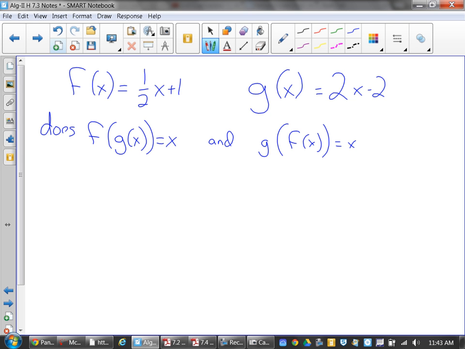We start by writing down the g of x equation, 2x minus 2. And I'm going to surround that by the f of x equation, 1/2 plus 1. Everybody see how I'm doing that? By writing it down and surrounding it with the other equation?